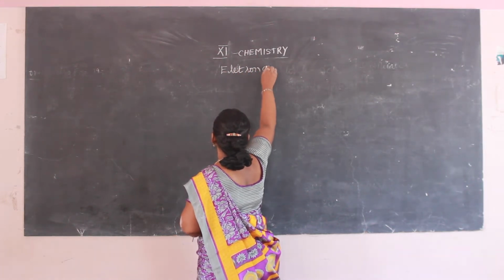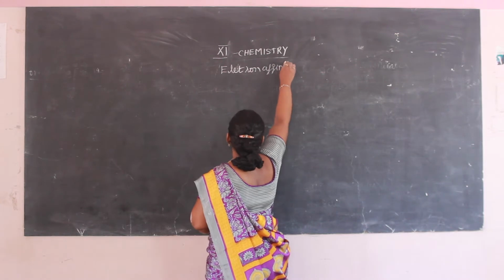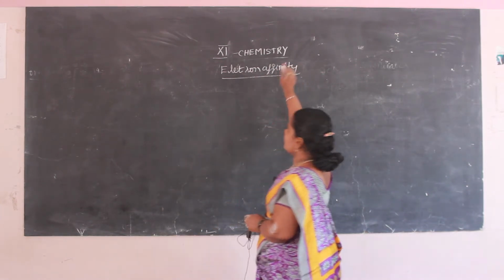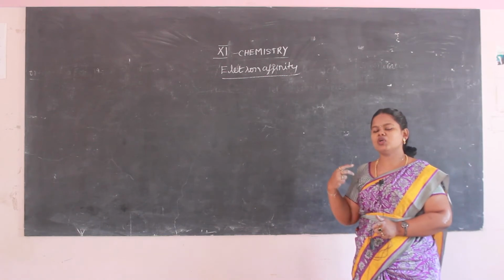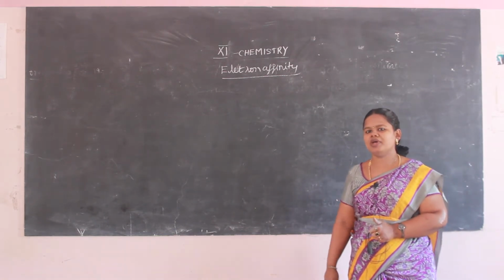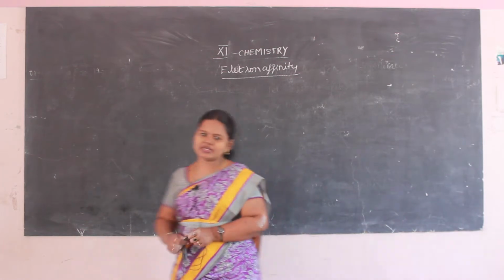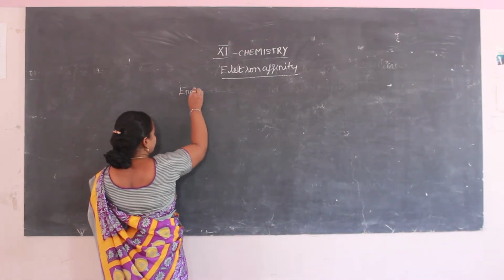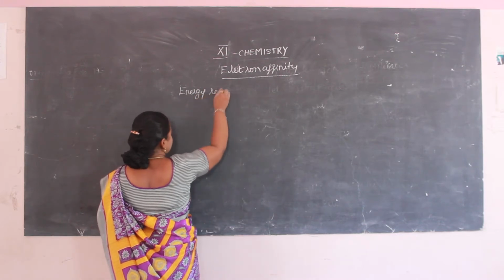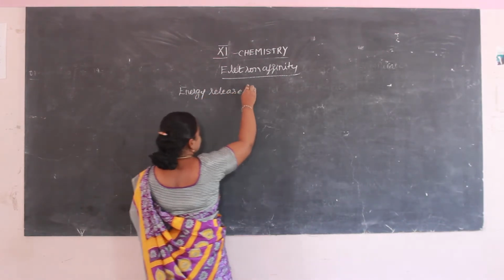Electron affinity is defined as the energy released when an electron is added to the valence shell of a neutral isolated gaseous atom in its ground state to form its anion.